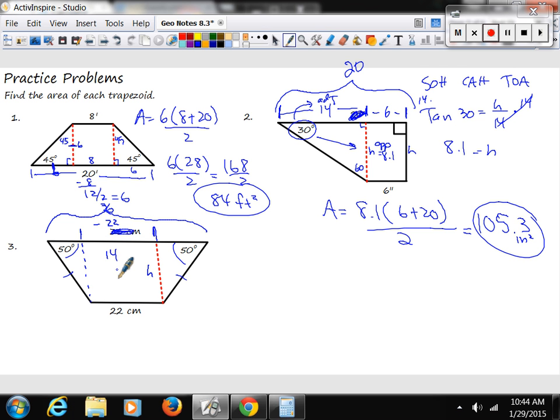You get 14, right? Divide it by 2 because there's 2 equal pieces, and they're both going to be 7. They're both going to be 7 there. So if you look at it, 7 plus 22 plus 7 would give you the 36. Now we know our leg, so we can do the opposite and the adjacent. So once again, we're going to need tan. So tan of 50 equals the opposite h over 7. Multiply both sides by 7.